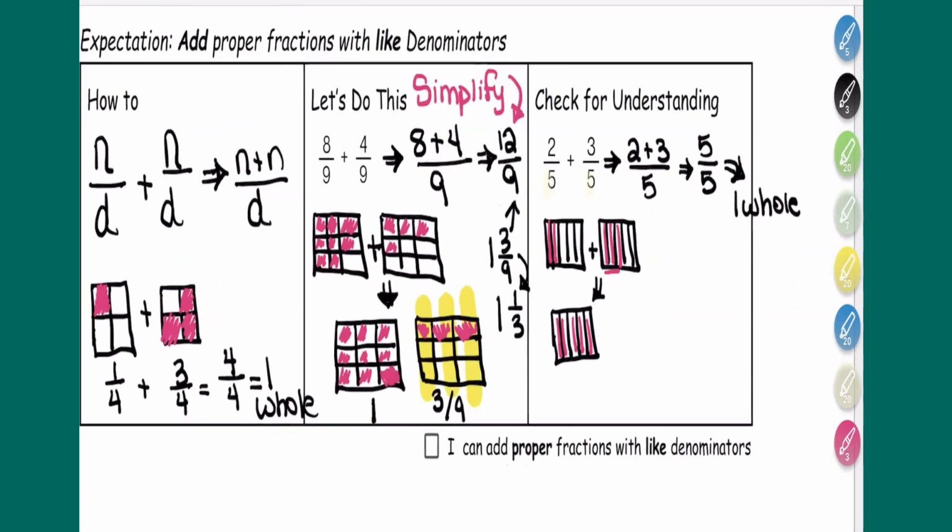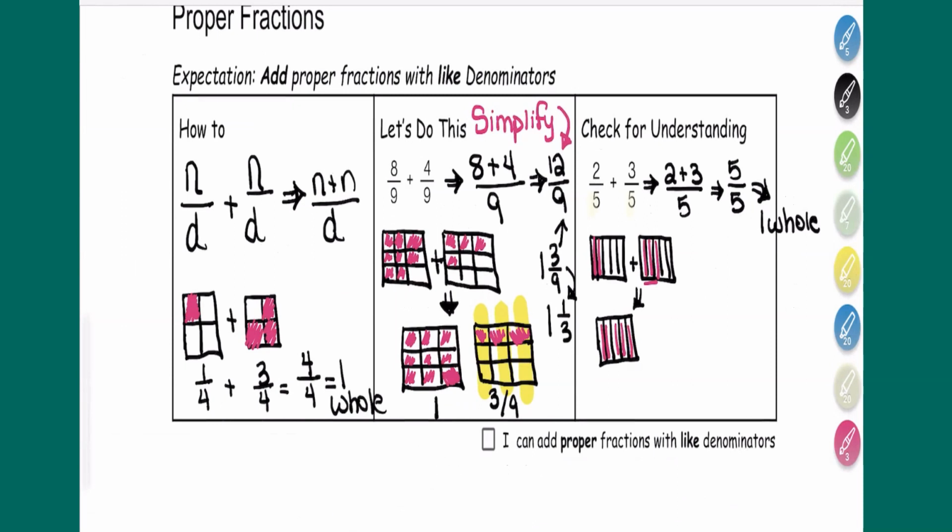All right, if this is something you feel like you can do, go ahead and check this box and let me know that you can add proper fractions with like denominators.